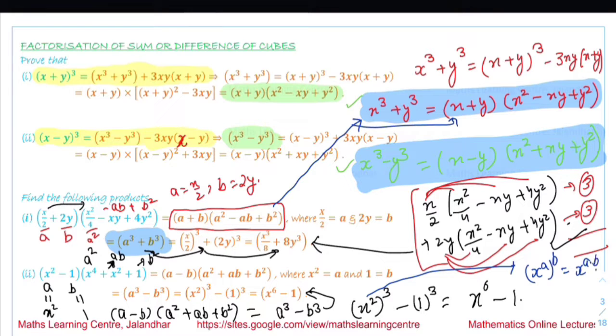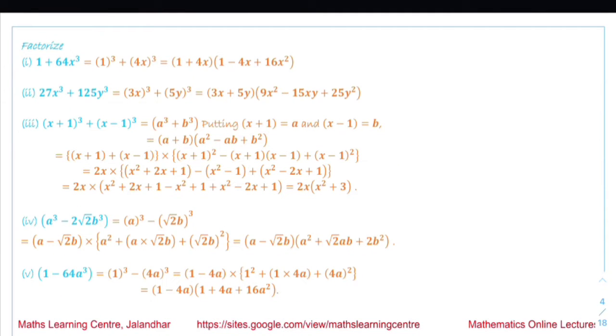Now next we have to factorize the term 1 + 64x³. So what we are saying is, this is like 64x³, you can write it as (4x)³. So this term is b. You get the value of a is 1 and the value of b is 4x.